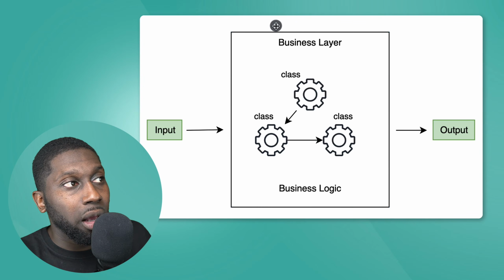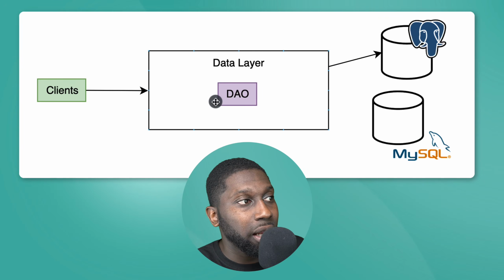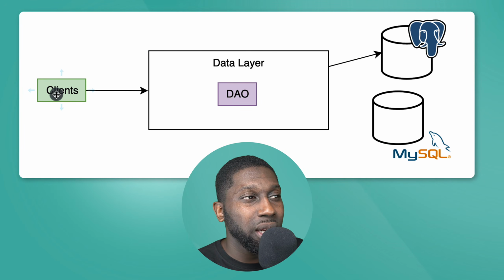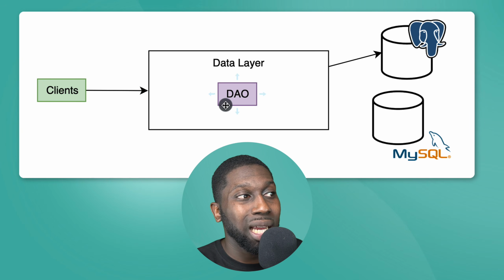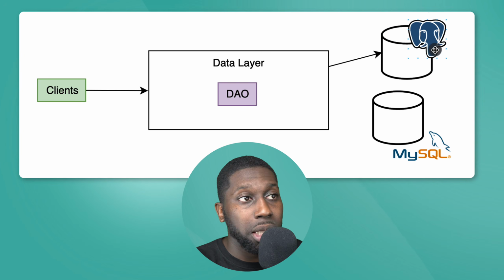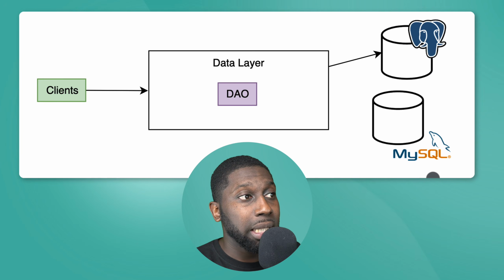So then we have the data layer right here. And in here, I'm saying clients. So clients really are pretty much all the other classes that wish to consume some data. So this right here, sometimes you'll hear people saying that this is the DAO, data access object. And you can see that here I've got two data sources, so Postgres as well as MySQL.